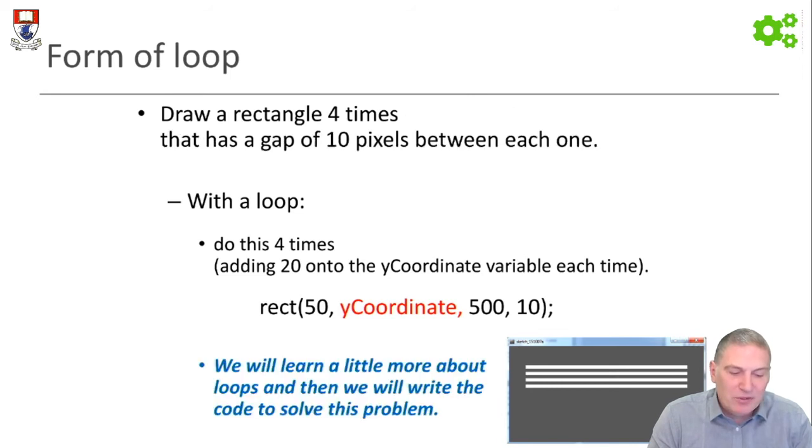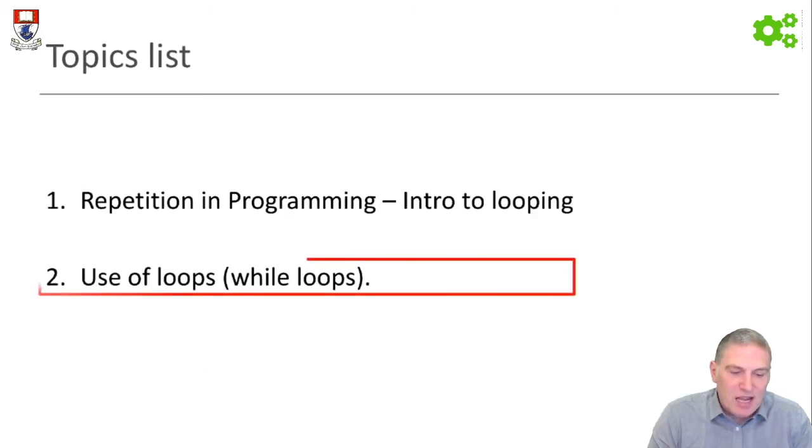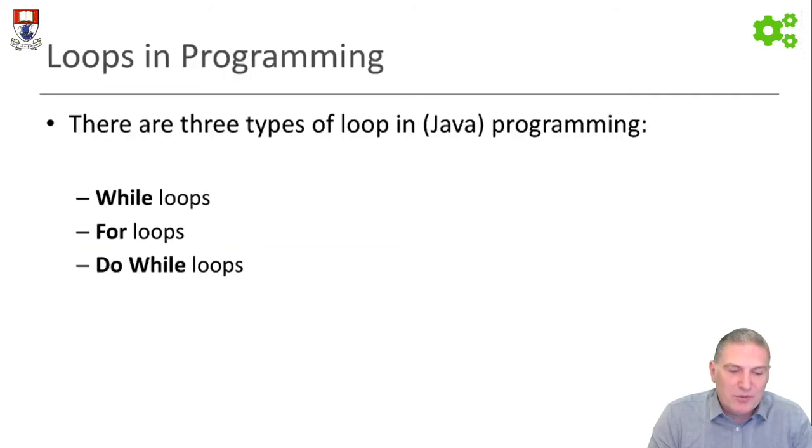We'll learn more about loops and then we will write the code to solve this exact problem. So let's take a look at loops then in our code. There are 3 types of loop in Java programming. We have while, for, and we also have do while. And we'll focus on the first 2.